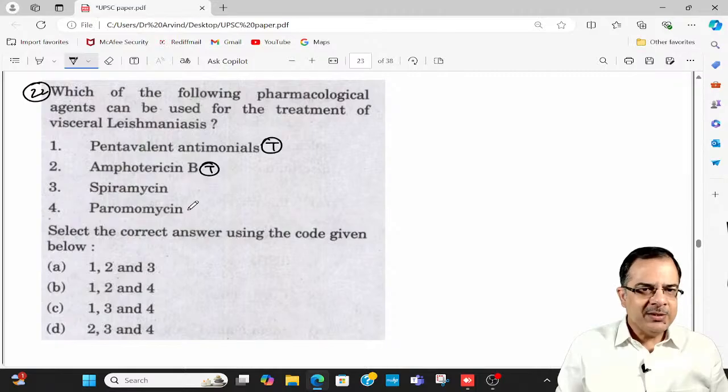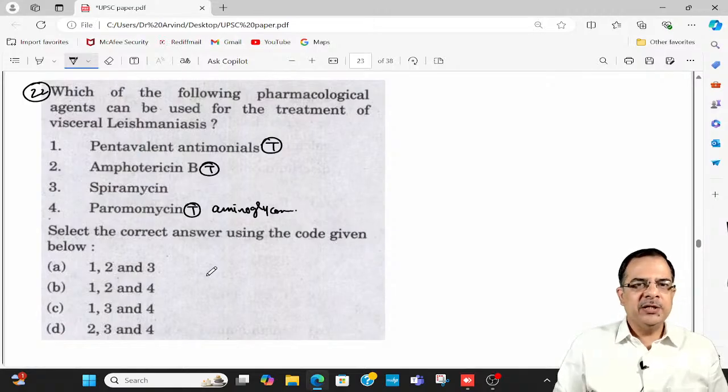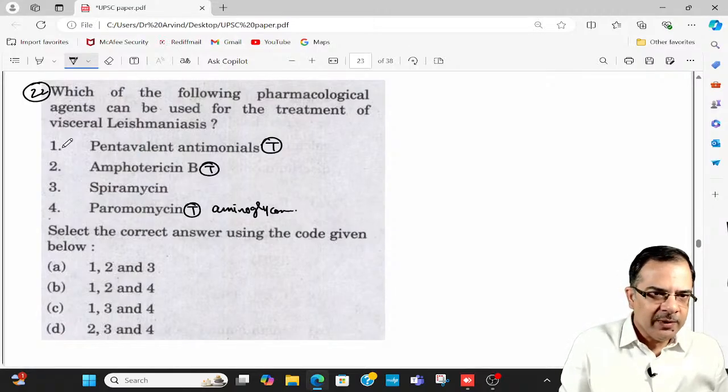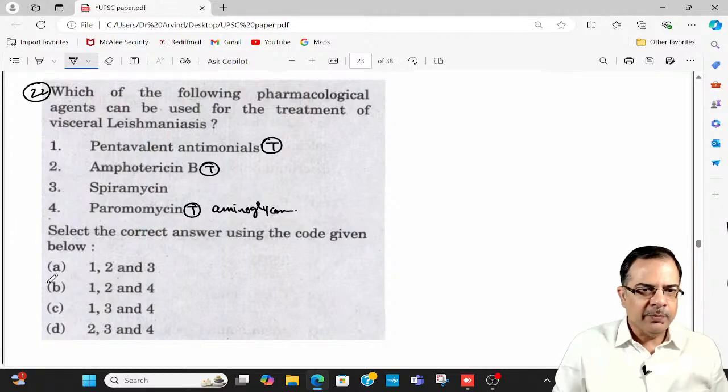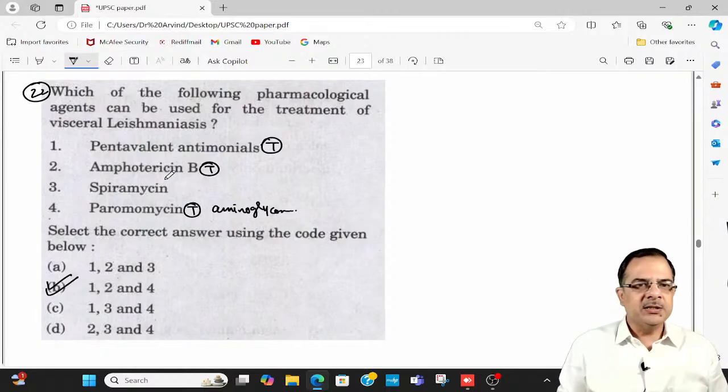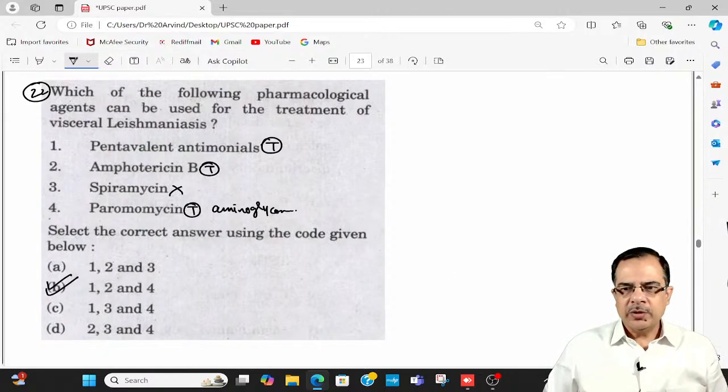Spiramycin and paromomycin, this is paromomycin which is given. This is a sort of aminoglycoside with activity against visceral leishmaniasis. So the answer will be 1, 2 and 4. Where is 1, 2, 4? 1, 2 and 4, B option. That will be the correct answer. Question number 23.